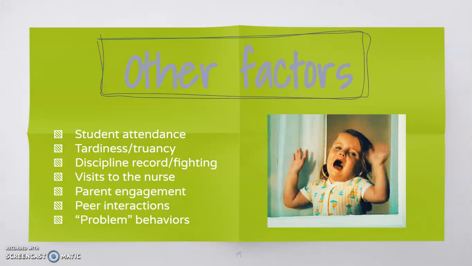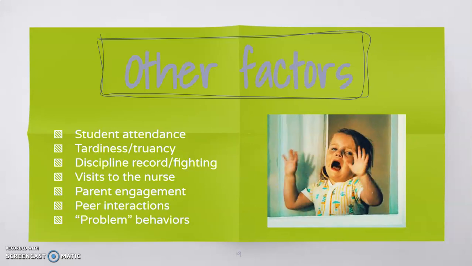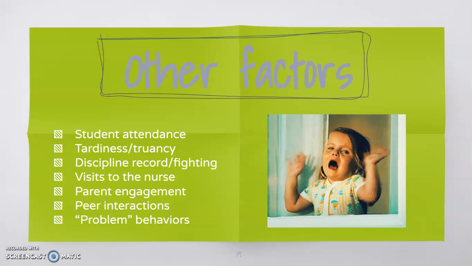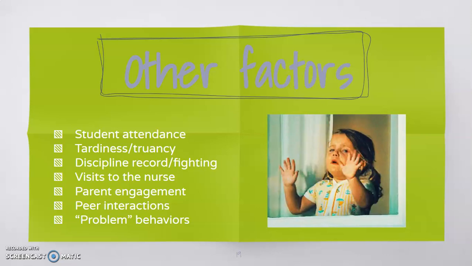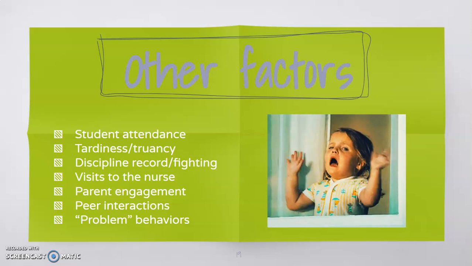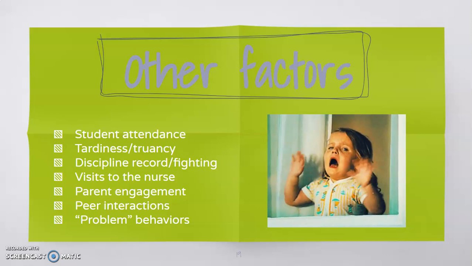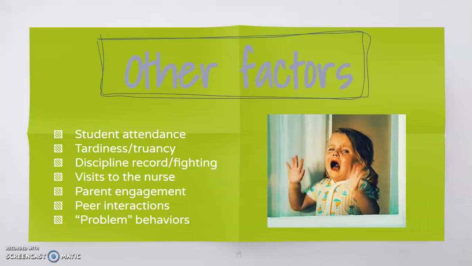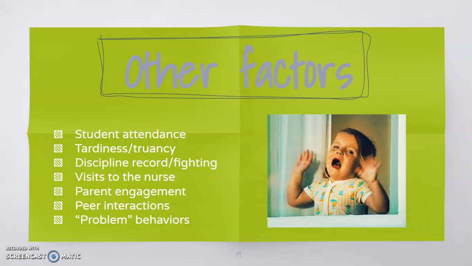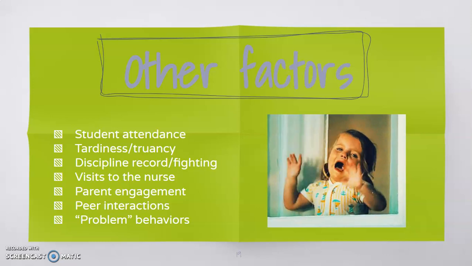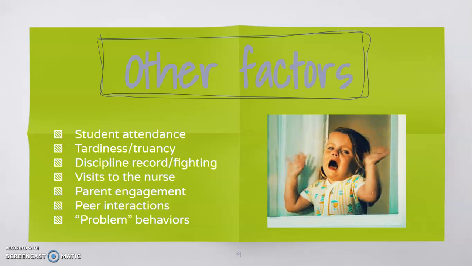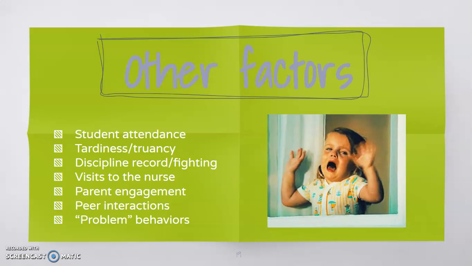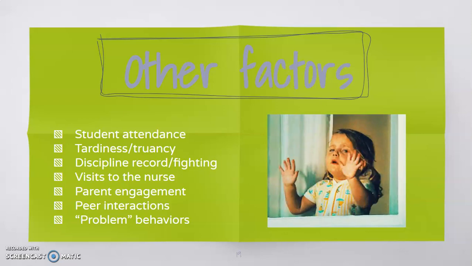There's a lot of other factors that we can look at with data as well. These are more social emotional, but again, very important to give kind of a whole view of a child. Their attendance, their tardiness or truancy. We can look at data from a discipline record. Are they getting into fights with their peers? Do they visit the nurse a lot, especially maybe during one class? What's their parent engagement like? Their peer interactions? Maybe you can talk to counselors about different problem behaviors. Again, using the different people that surround a student to get a more holistic view, that data is very helpful.